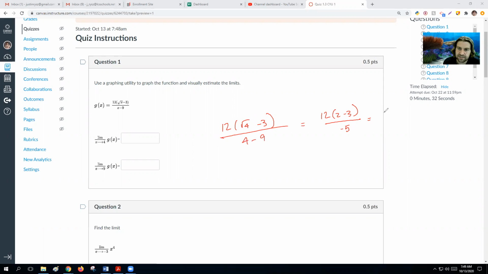2 minus 3 is negative 1. This would be negative 12 over negative 5. So that'd be what, 12 over 5? If you want to put the decimal, that's fine. If you want to just type 12/5, that'll work as well.